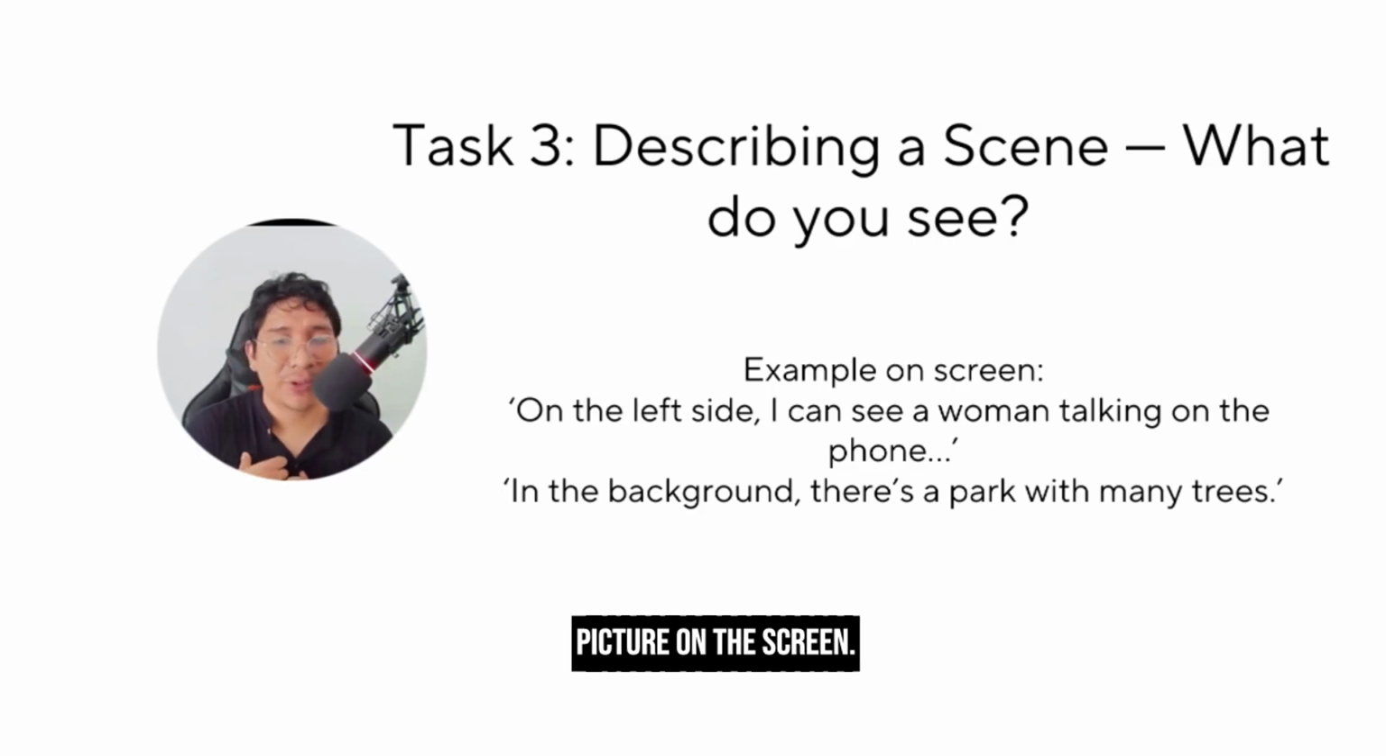Here, you'll see a picture on the screen. You have to describe everything you notice: people, actions, places, emotions. Be detailed and organized, like you're painting the picture with words.